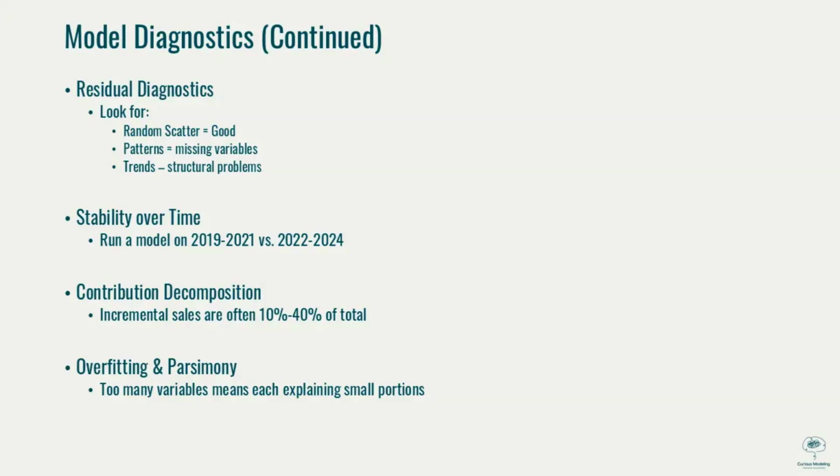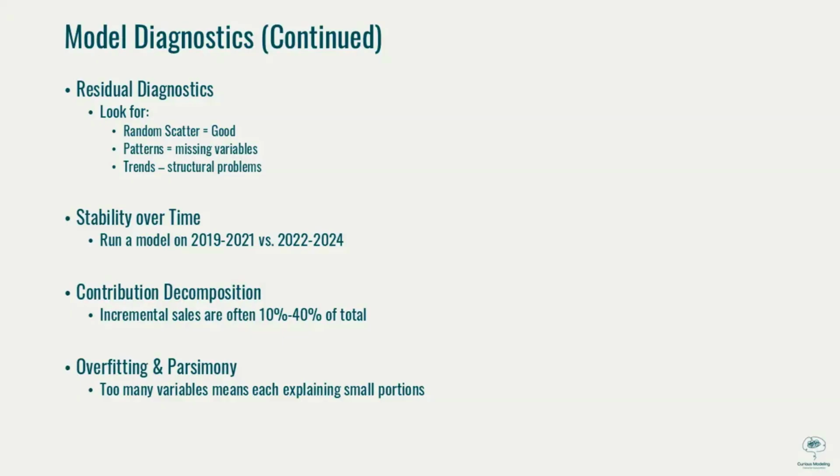So we might use a visual like a residual plot showing holiday spikes, which would suggest we're missing a dummy variable controlling for holiday season. Residuals are like your model's confession. If there are patterns in the errors, your model is probably hiding something. If you want to check out another video on residuals and residual diagnostics, you can find that here.